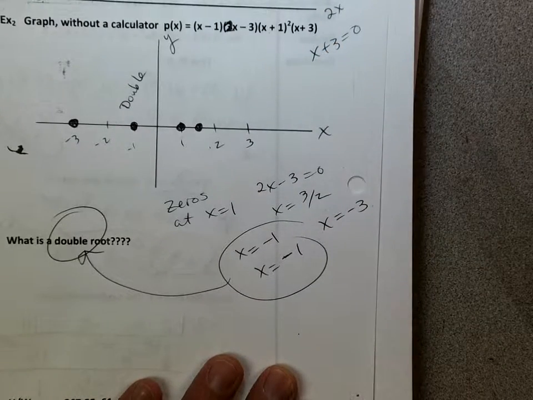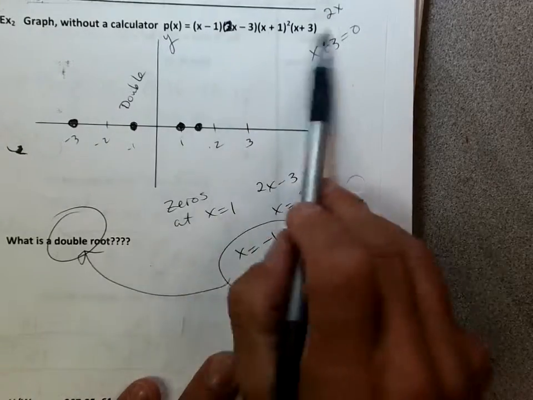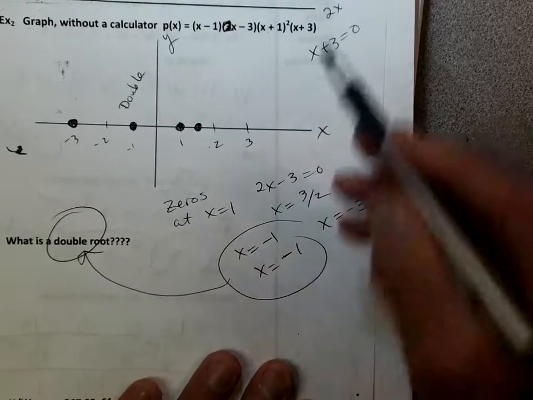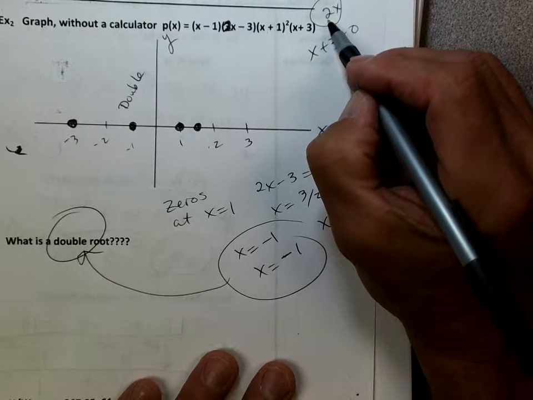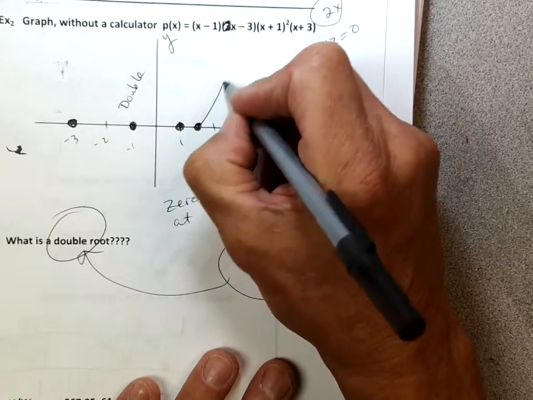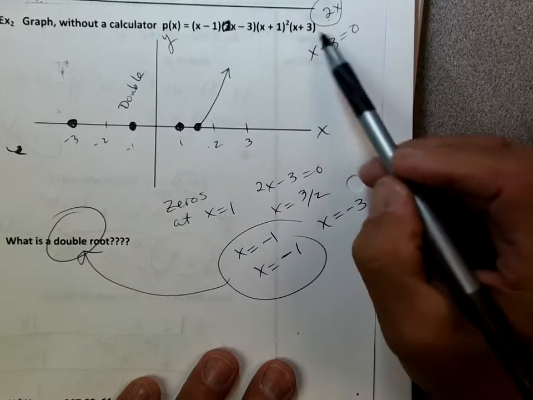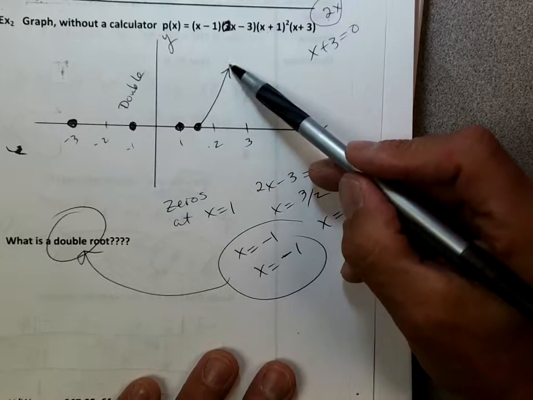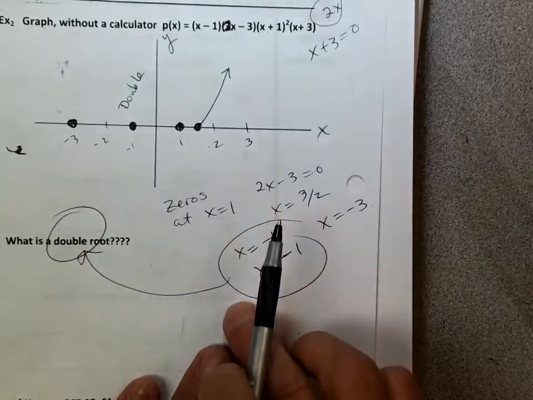Does that make sense? But what I have is the polynomial in factored form, okay? Because this is a positive term, end behavior is going to go off to infinity. So at my very last root, my last 0, my graph is going to head off to infinity. If this were a negative term, it'd go down, okay?